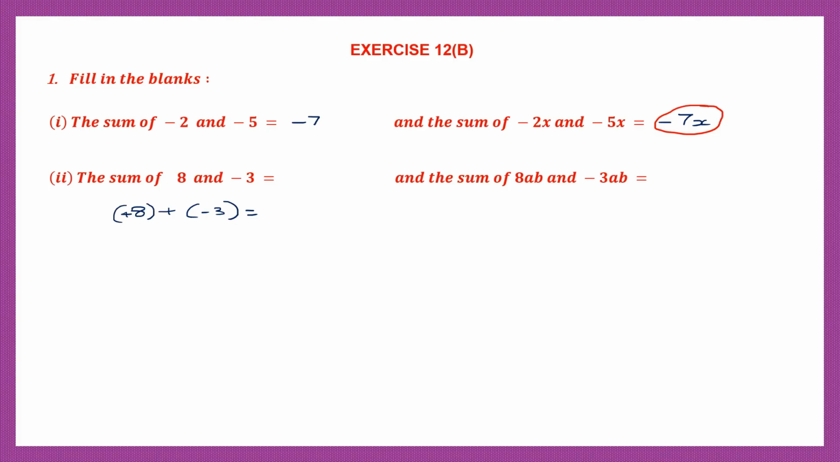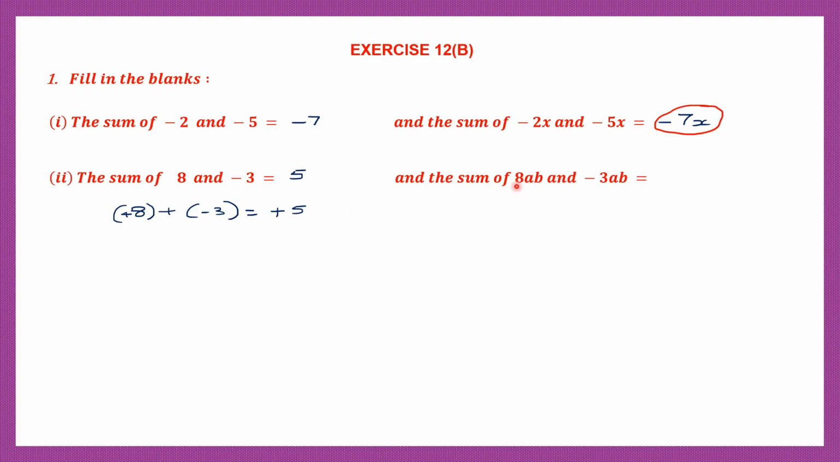That is +8 plus -3. Signs are different. Can you see? One is a positive sign, one is a negative sign. When signs are different, we put the sign of the bigger number. The bigger number is 8. Put the sign of the bigger number and subtract. So whenever signs are different, we have to subtract. 8 minus 3 is 5. So this is +5, or you can simply write 5. So this is our answer here.